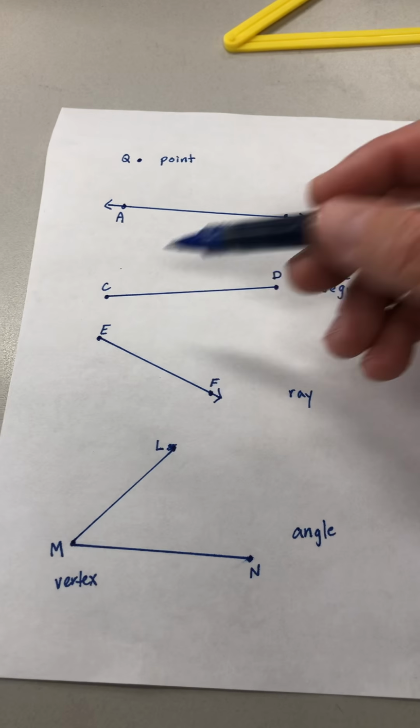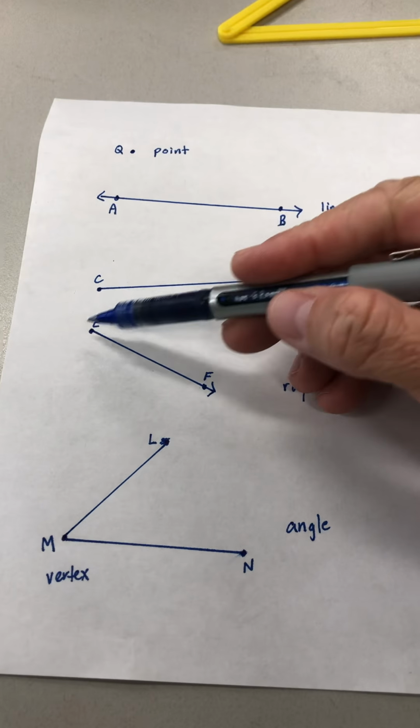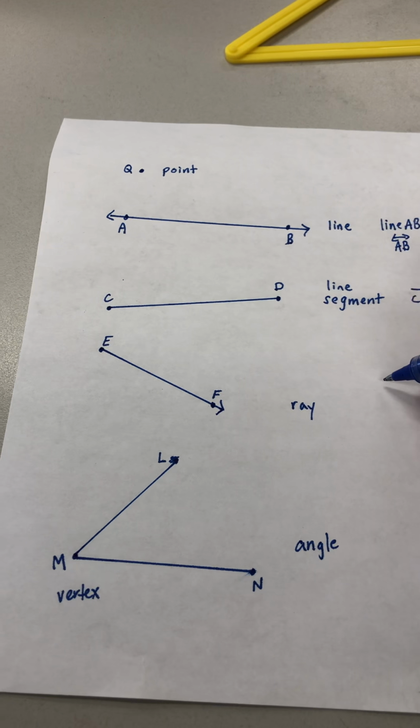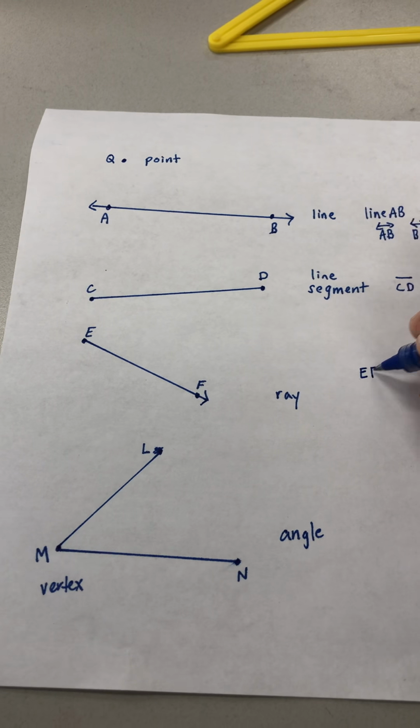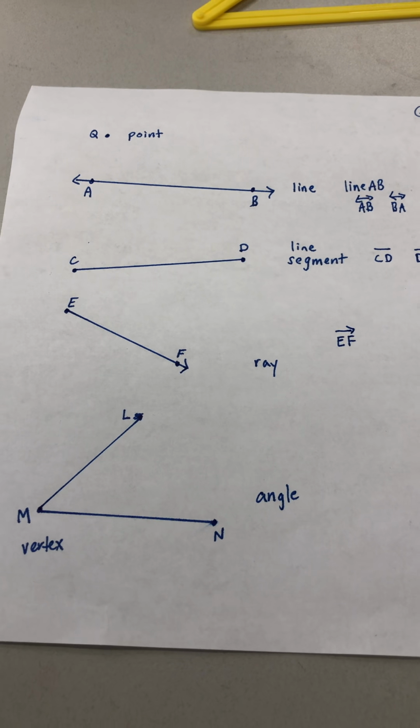And then this is a ray. It's kind of a combination of both a line and a line segment. It has a beginning point at E, but continues forever in the direction of F. We would call this ray EF, or as an abbreviation, EF with an arrow on top, showing the arrow continues in the F direction.